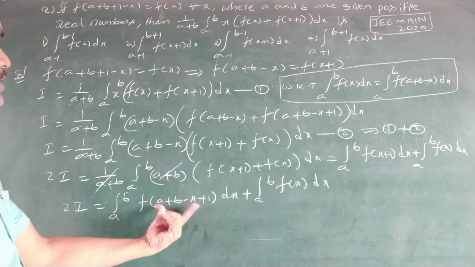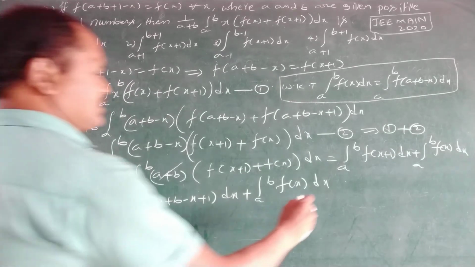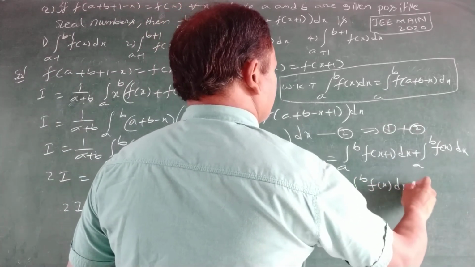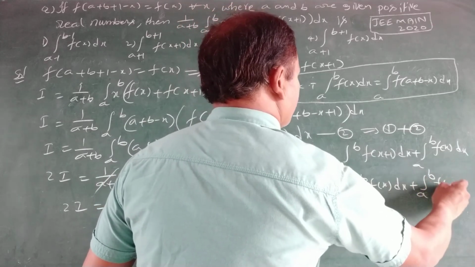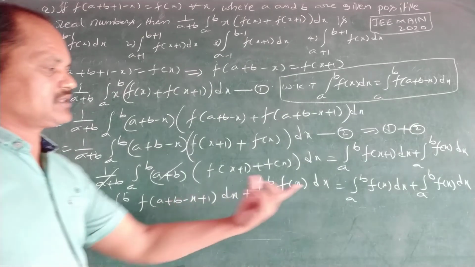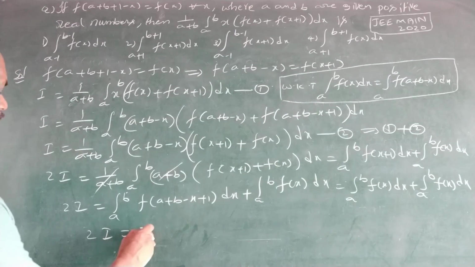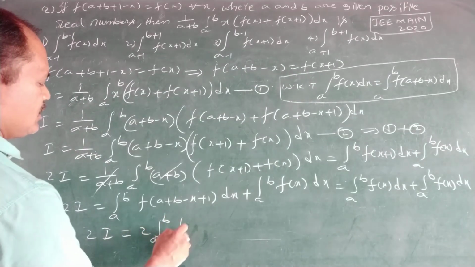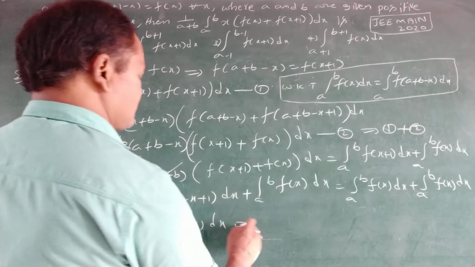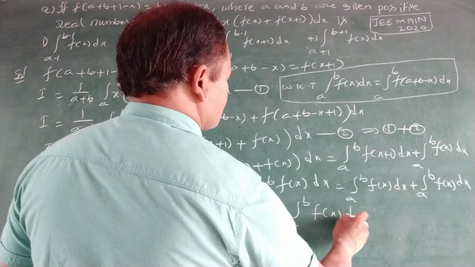Now what about this one? f(a + b - x + 1) is nothing but f(x). That's why it is integral from a to b of f(x) dx plus again integral from a to b of f(x) dx. That's why 2I = 2 times integral from a to b of f(x) dx. Now 2 gets cancelled, so I = integral from a to b of f(x) dx.